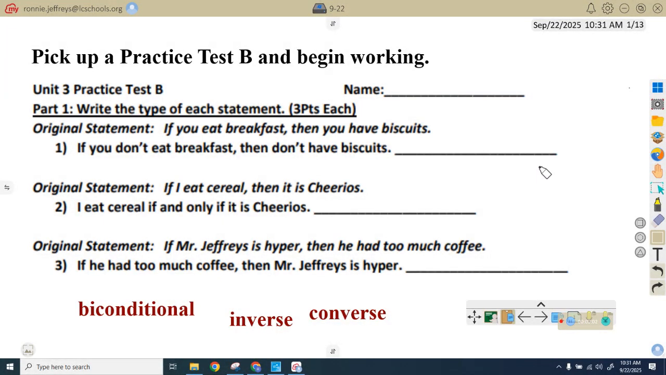Good morning, geometry guys. We're here in Mr. Jeffrey's third period geometry class, recording today as we review our second practice test for our logic and reasoning test.